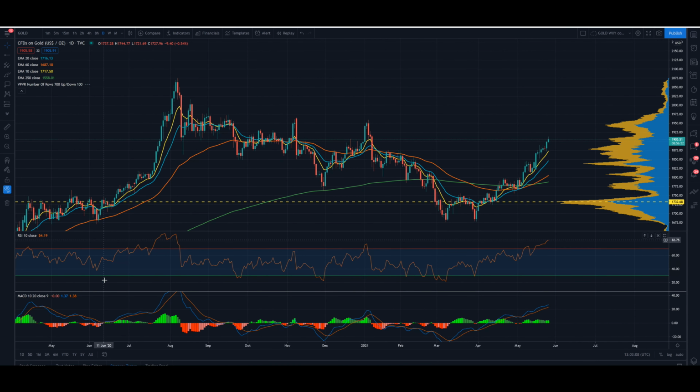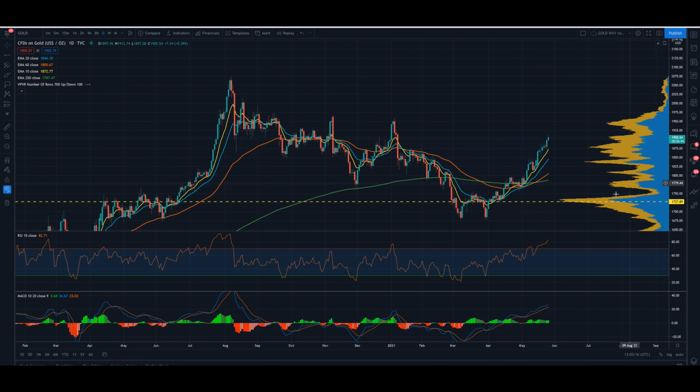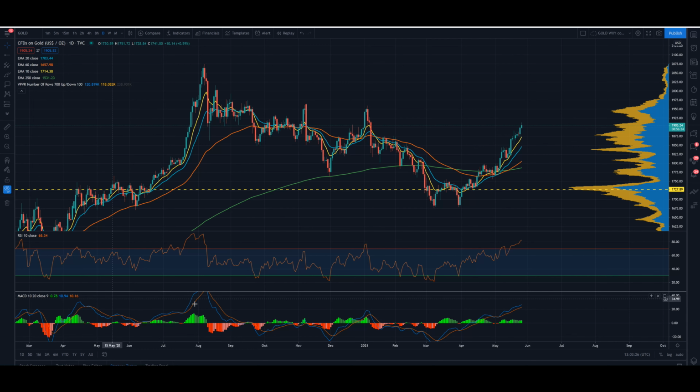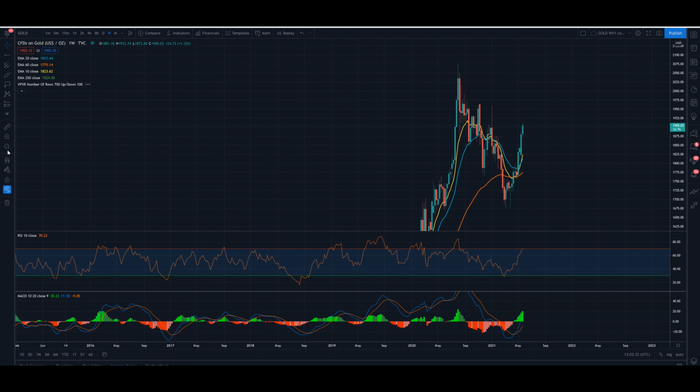We have an RSI set to a 10 close with a green 30 level representing oversold and a red 70 level representing overbought. We have our volume profile on the right hand side, showing the various peaks and troughs of the buy sell volume, with the yellow dashed line representing our point of control. And we have a MACD with a 10 for the short term moving average in blue and a 20 for the long term moving average in orange. So we're just going to come out to the weekly time frame actually, I think, and let's zoom in on this more recent price action.